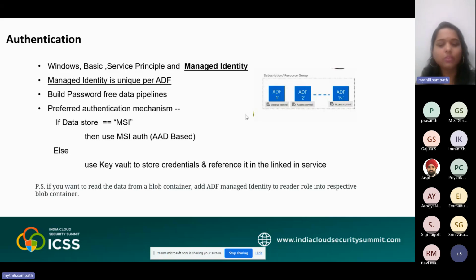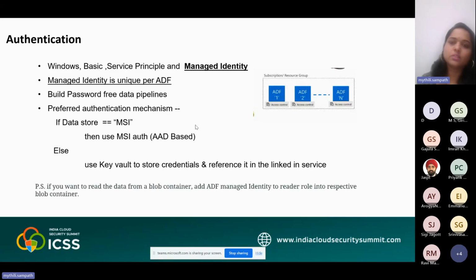The recommendation for every component, like sources, we have a lot of components, right? A data source, a SQL or a Databricks engine. Whatever Azure sources you are using, go with managed identity. It's very unique to ADF. Whenever an Azure Data Factory instance is created, it will have its own unique identity. And the recommendation is always to try to build password-free data pipelines.